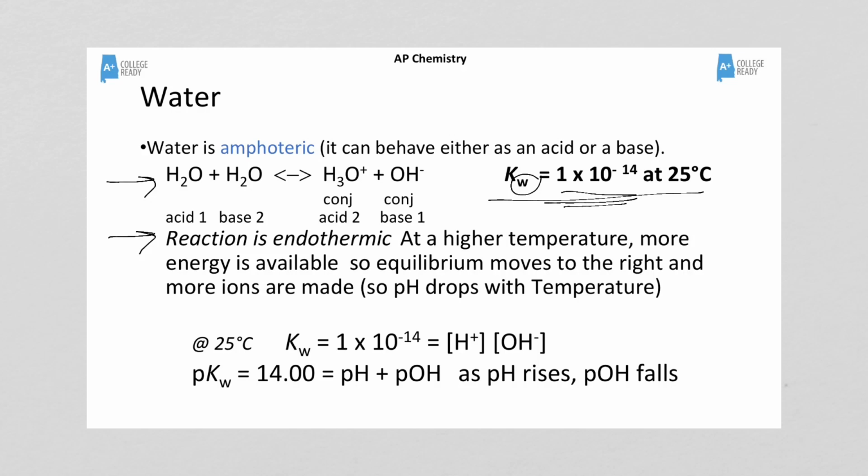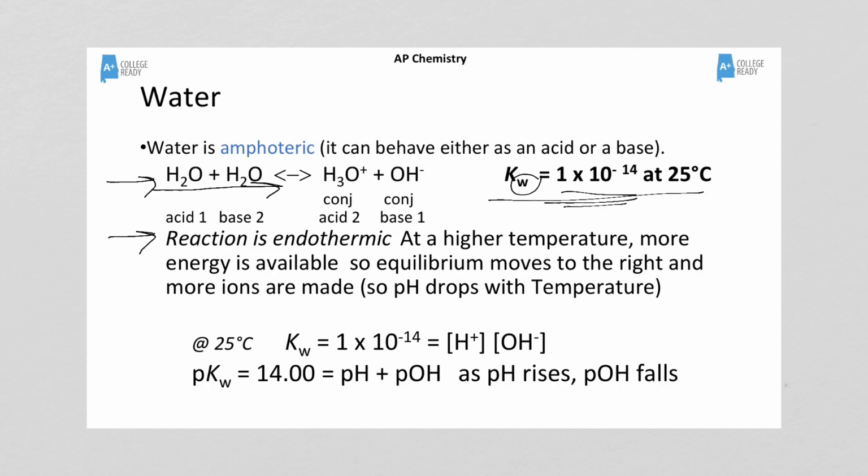So if the temperature increases above 25 degrees Celsius, we're going to expect, based on Le Chatelier's principle, that equilibrium would shift forward. It would form more of each ion. And since it's the hydronium ion that controls the pH, more hydronium ion makes the pH go down, even more acidic. Because at 25 degrees Celsius, the pH of water is 7, but at a higher temperature, we'd expect it to be a little acidic. So just something to hopefully remember.